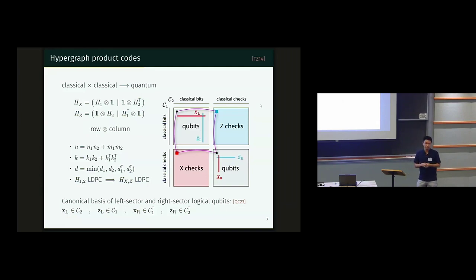There's a more algebraic perspective that you can do all this in, but I'm just giving the geometric interpretation for now.